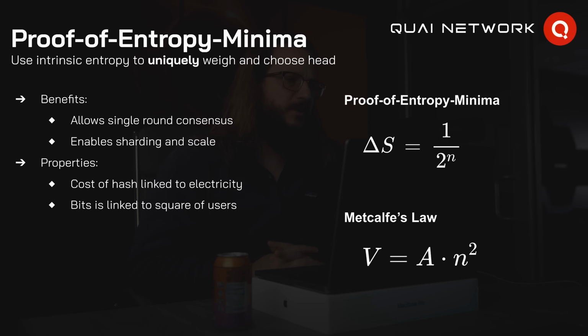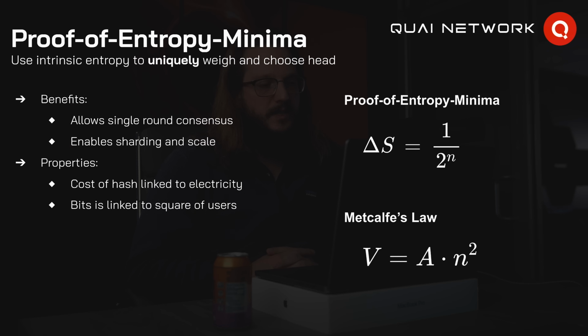So what is proof of entropy minima? This is very, very high level. There's actually presentations on each one of these topics if people want to dig deeper. But proof of entropy minima is the concept of using the intrinsic entropy that a block reduces from the possible paths of execution of the chain to uniquely weigh and choose the head of the system. The benefit of doing this is it allows single round consensus.